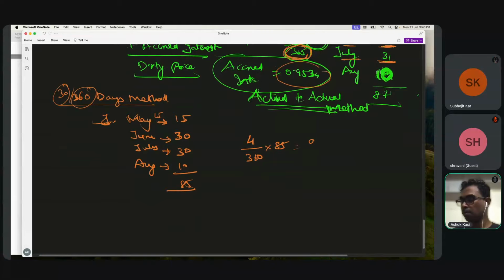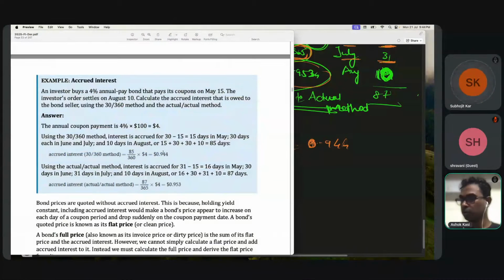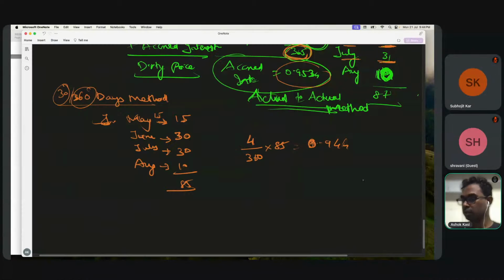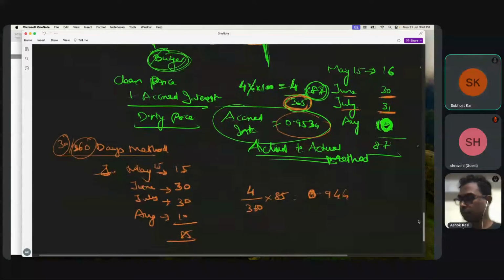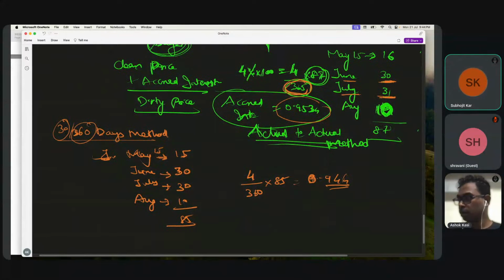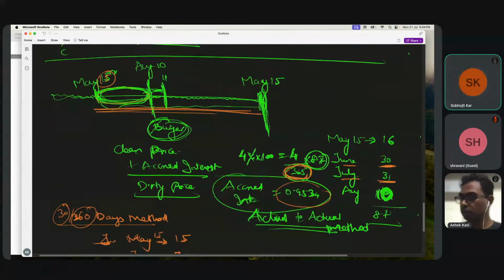9 point, sorry, 0.9444, it's recurring. Okay, this is how we are supposed to calculate. So here the company is paying less, right? It's a slight difference, but yes. And this clean price is also called flat price. That we will see how to calculate also. Dirty price is also called full price.